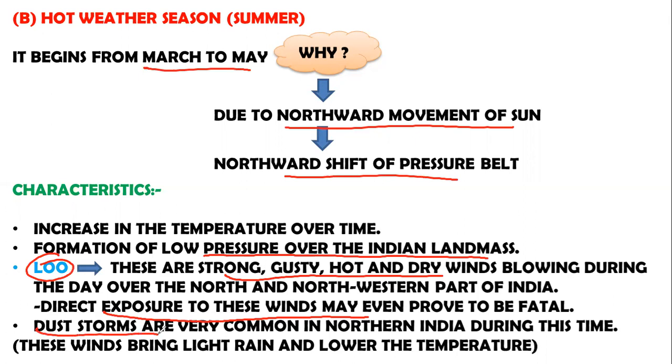Dust storms are very common in northern India during this time. Because low pressure is created over interior India, all the winds are rushing towards the interior of India, and these winds are very strong. They move at very high speed, and due to this nature they bring along dust with them, and this is the reason why we often see storms before rain showers. So these winds bring light rain and lower the temperature during summer season.